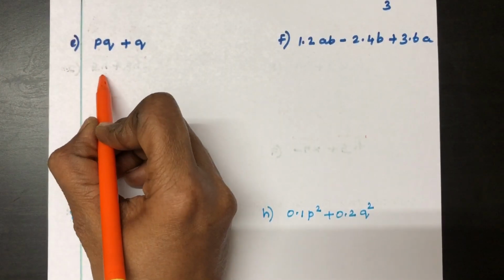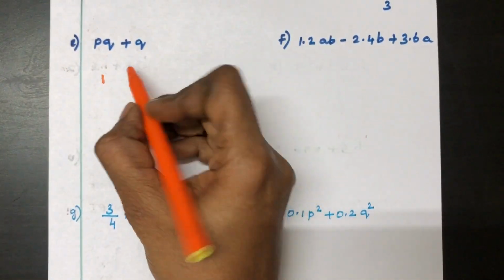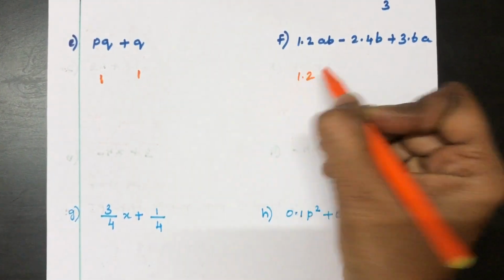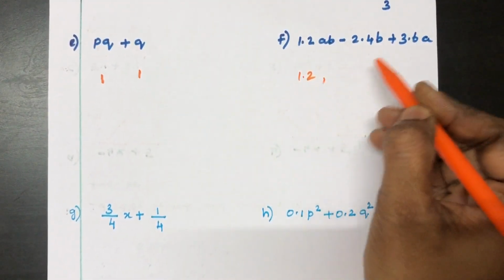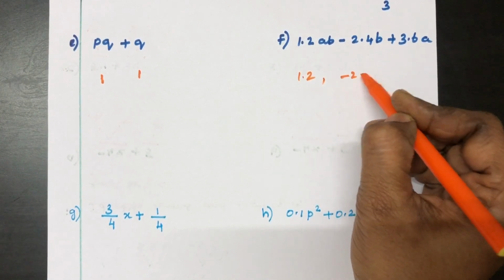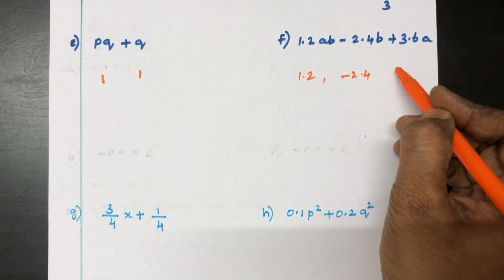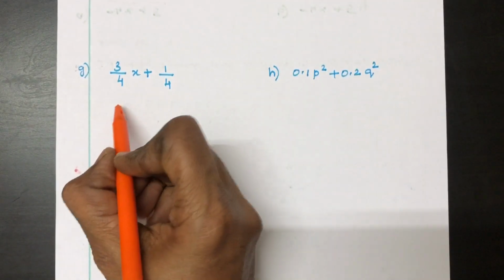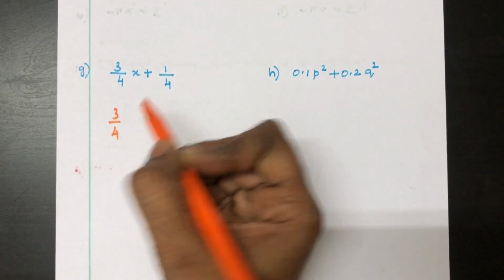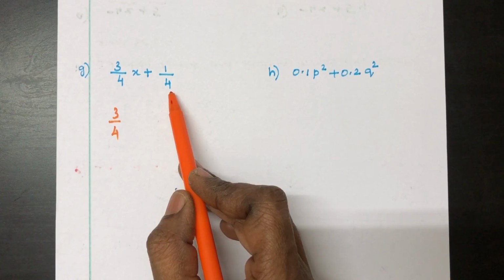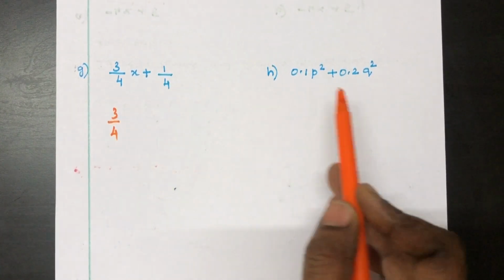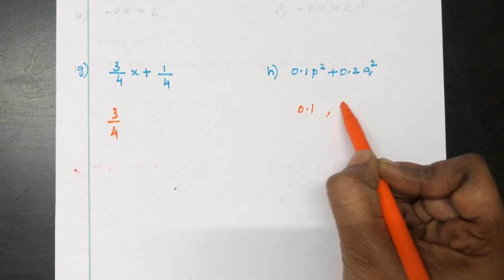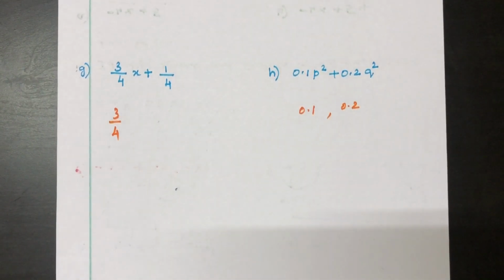First term, 1 is the coefficient. Second term, again 1 is the coefficient. Here also 1.2 is the coefficient. Again second term, minus 2.4 is the coefficient. Third term, 3.6 is the coefficient. Here 3 by 4 is the coefficient of the first term. Second term is the constant, so no need to consider it here. Here 0.1 is the coefficient of the first term and 0.2 is the coefficient of the second term.